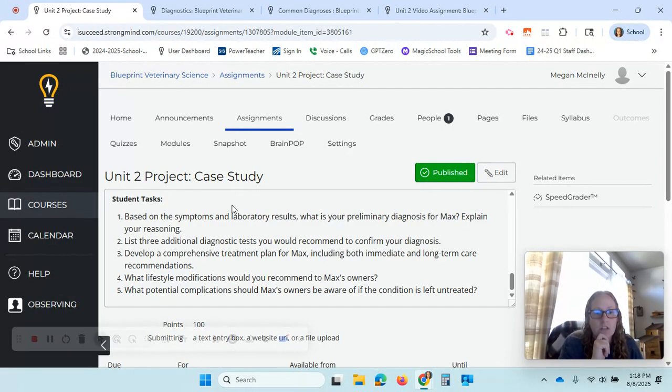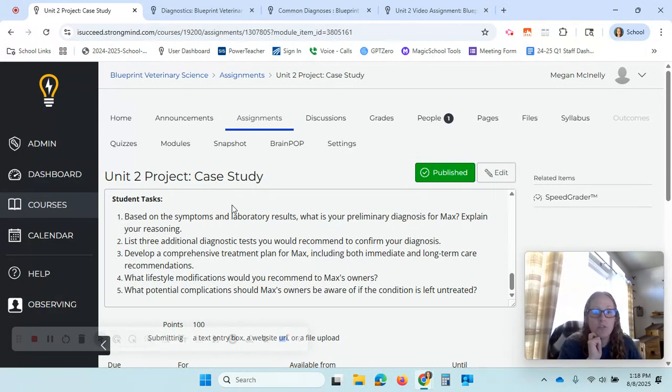Number 4, what lifestyle modifications would you recommend to Max's owners? For this long-term health concern, what does Max need to do? Do the owners need to change his diet? Does he need to come back every month? Does he need a medication every day? So, things to think of.